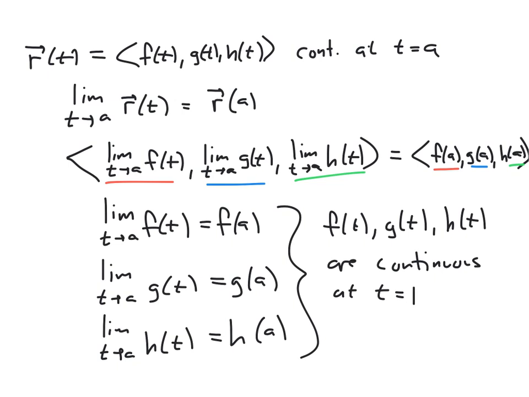And so if I have a vector function and I want to determine if it's continuous at a point, or if I want to determine where it's continuous or not continuous, all we need to do is look at the component functions and determine when all three of them are continuous.